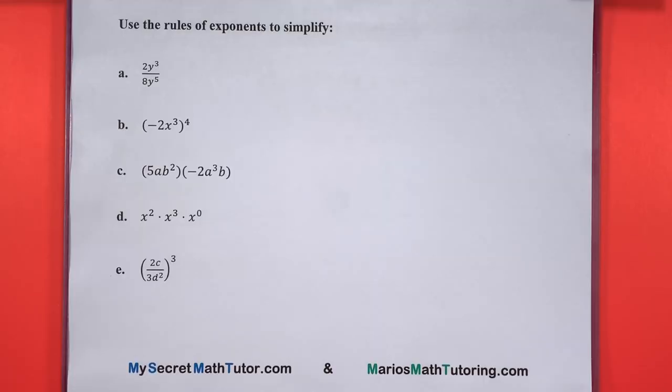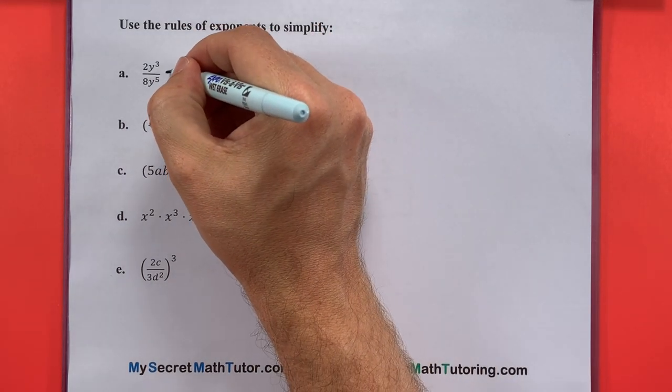All right, in this problem, we got a bunch of different little ones, and we're using the rules of exponents to simplify them as much as possible. Since we're using a lot of various different rules, sometimes you might see a certain rule and you can apply it. Go ahead and do so, but always check to see if there's any other rules that you can maybe later apply.